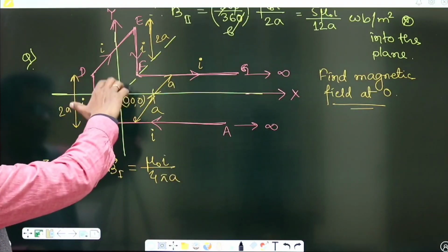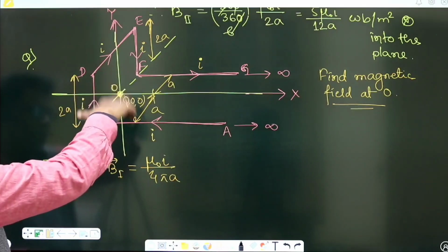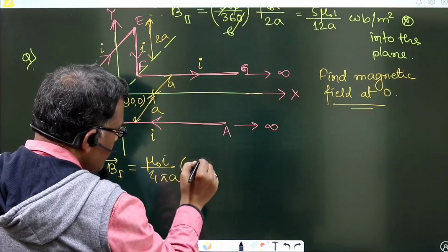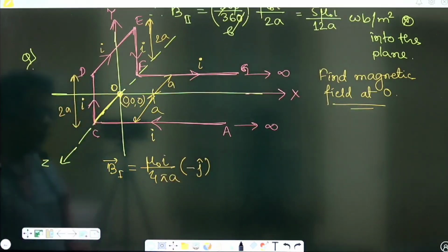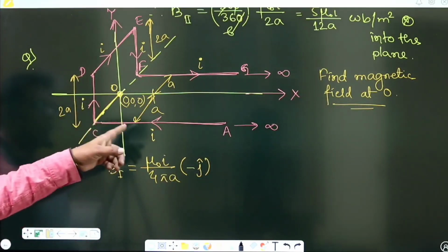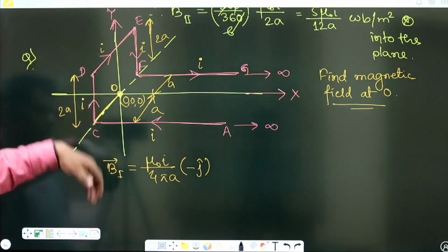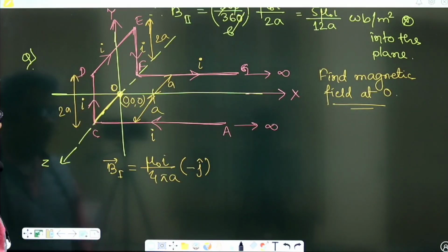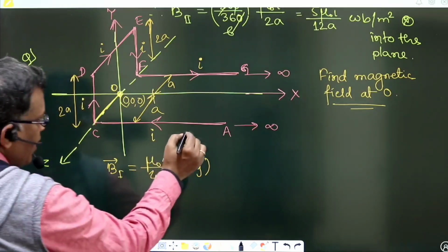Direction of this will be perpendicular to the plane, inward, that is inward means downward, basically it will be along minus y, because this is lying on the xz plane. So into the plane, with respect to the yz plane, means towards the negative y-axis, so that's why minus j.